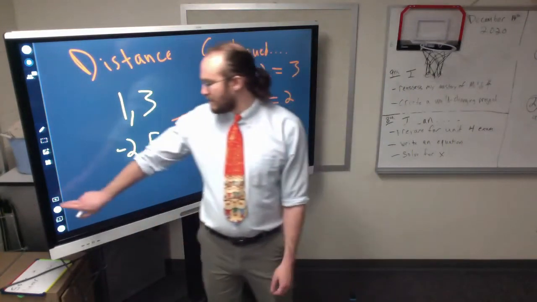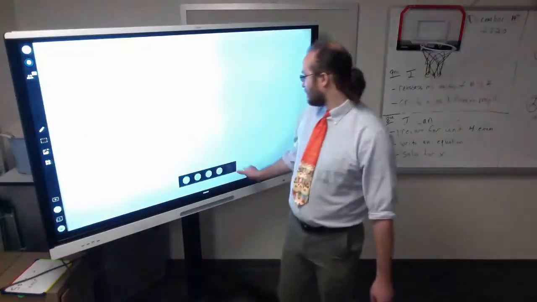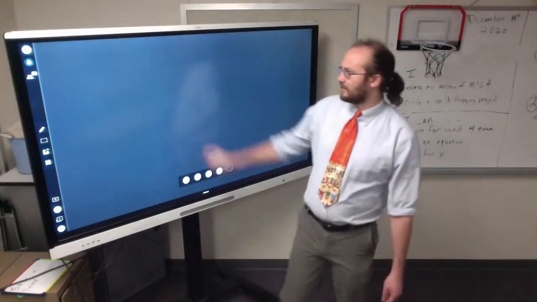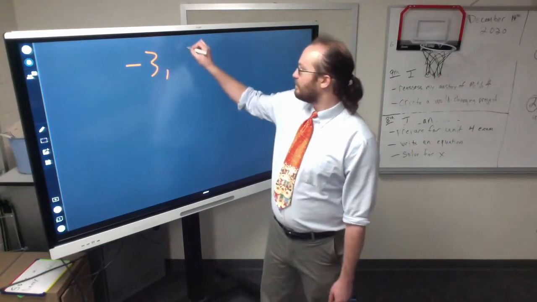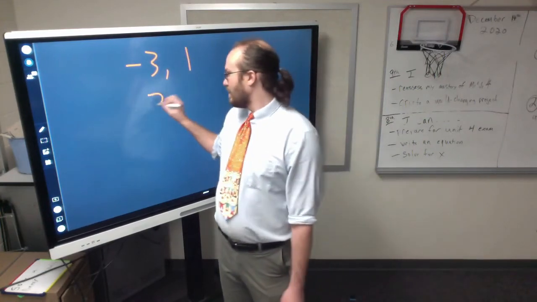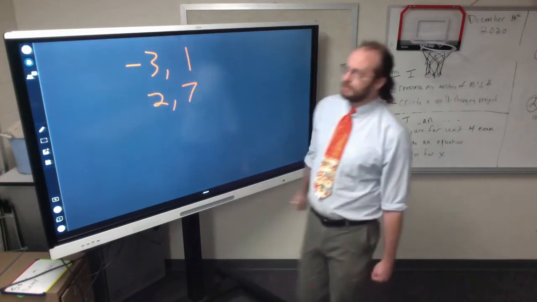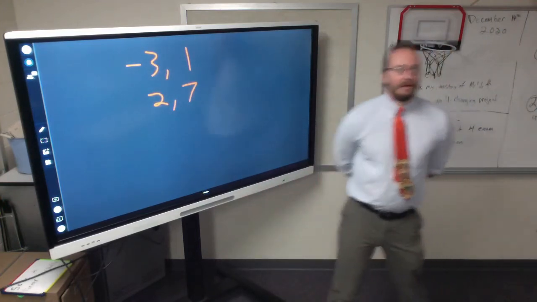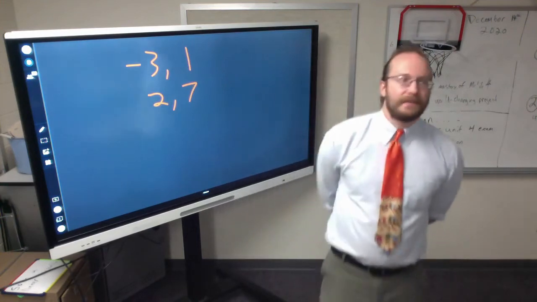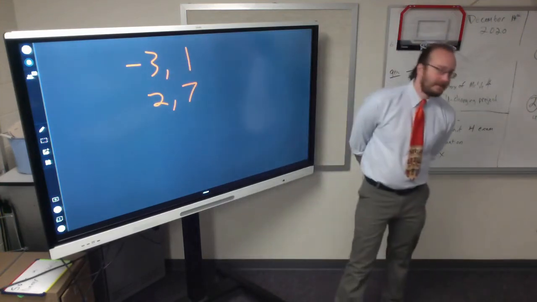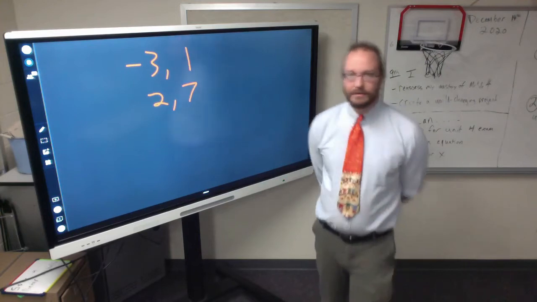All right, let's see if you guys can do it on your own. So I'm going to give you a chance to find the distance between the points (-3, 1) and (2, 7). I will give you 30 seconds. Please pause the video if you don't want to know the answers.